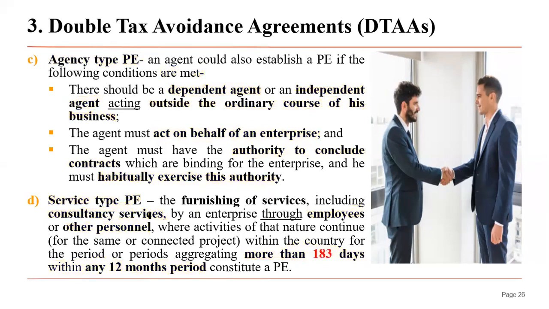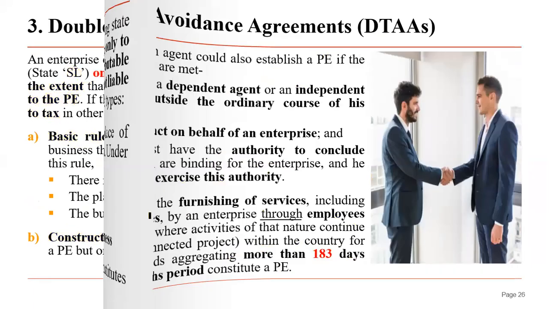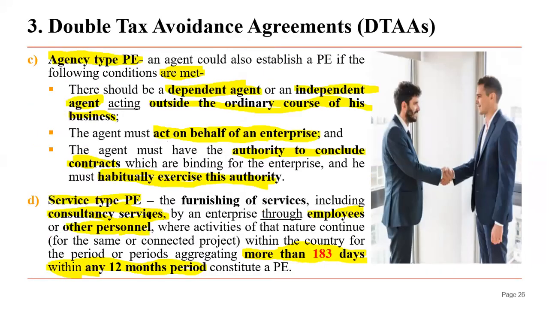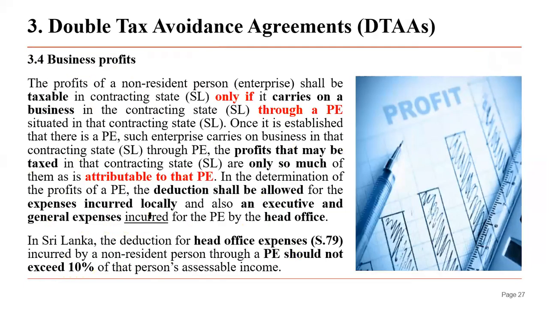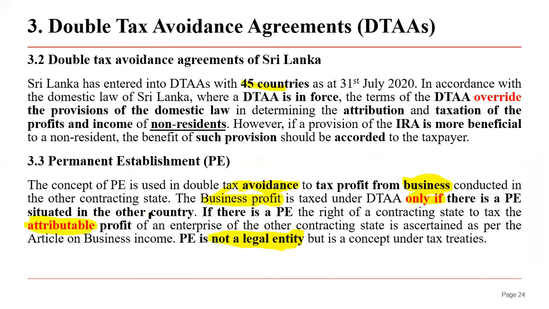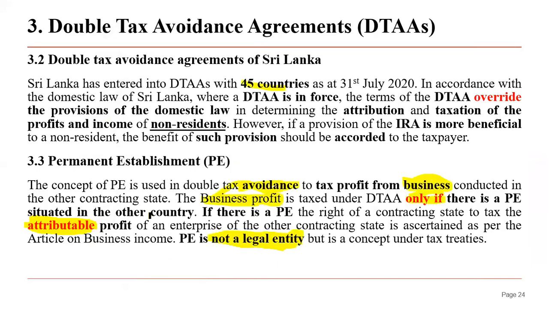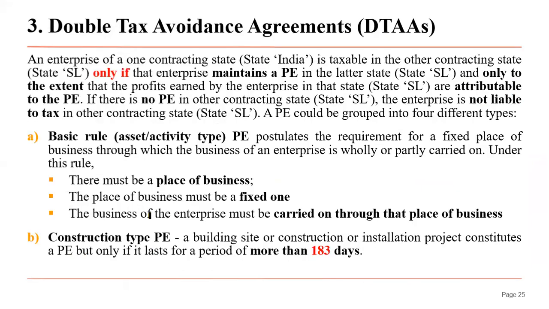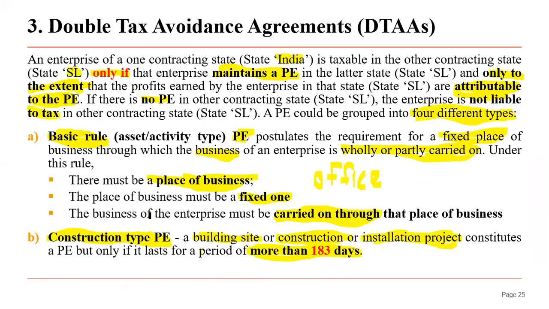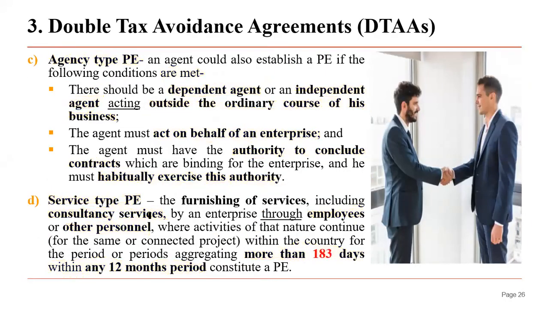Then we call it the 4 types of PE. Basically, the basic rule, construction type PE, agency type PE, and the service type PE. Then according to the DTAs, these are the main concepts. If you are referring to a DTA, in every DTA you will see permanent establishment is an important part. You can go through permanent establishment; these points are very important.